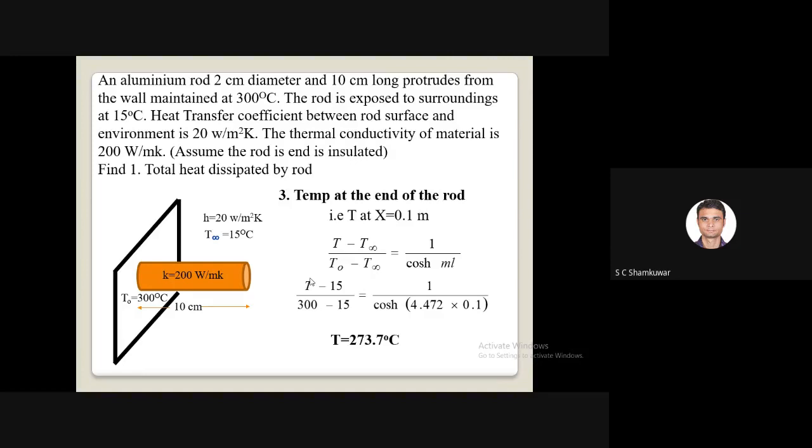What is the answer? 273.69. Temperature at the end of the rod, you will find out 273.7. Okay. Are you getting this answer? Yes, sir. Yes. Okay.